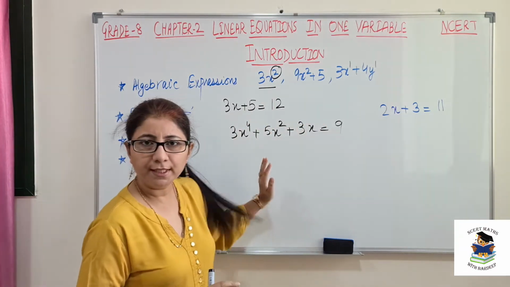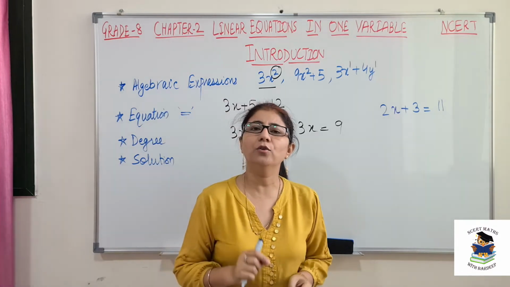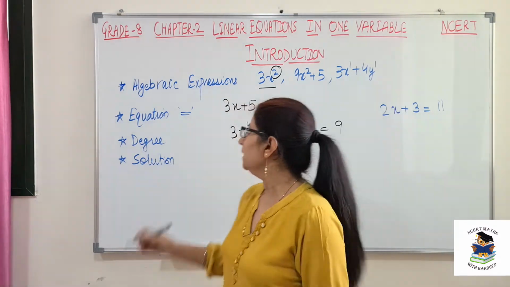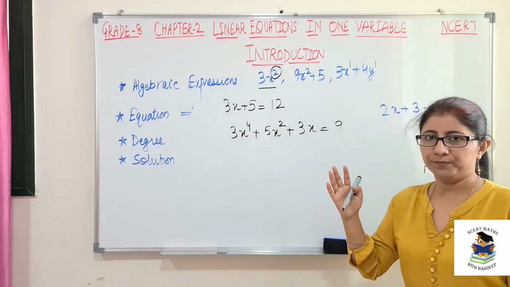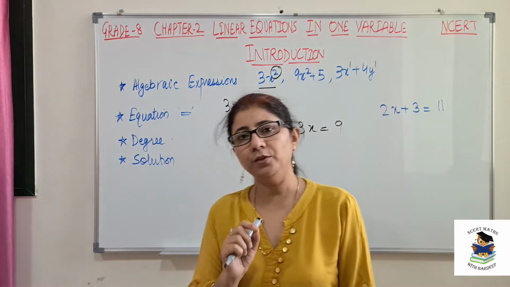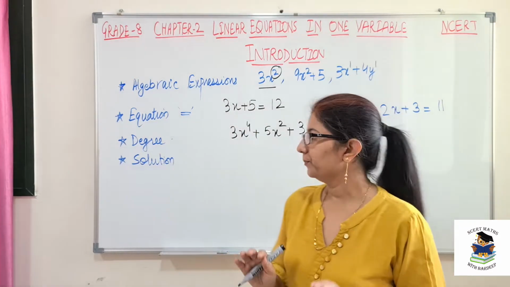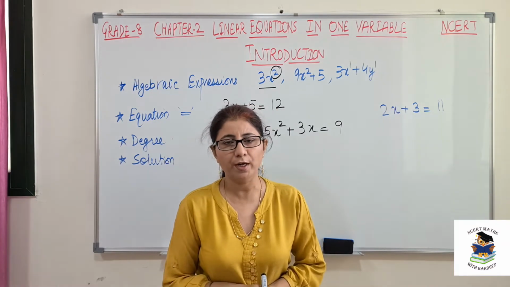So overall we can say that this 4 is the highest degree of x. So that means the degree of this particular equation is 4. So what is degree? The highest power of the variable involved in the equation. Now, coming to what is the meaning of linear equation in one variable.